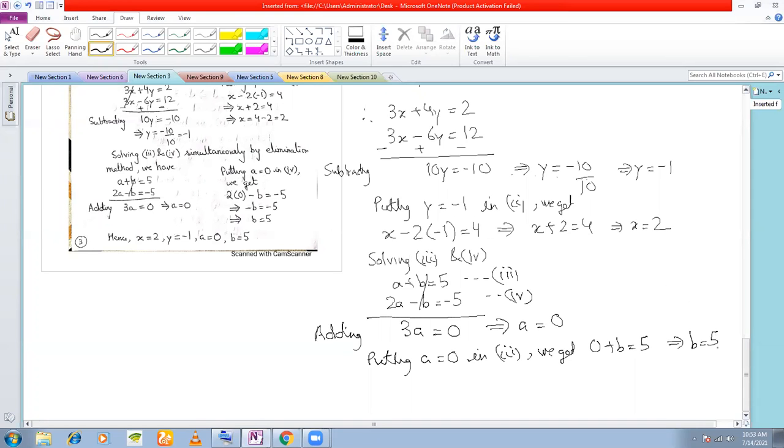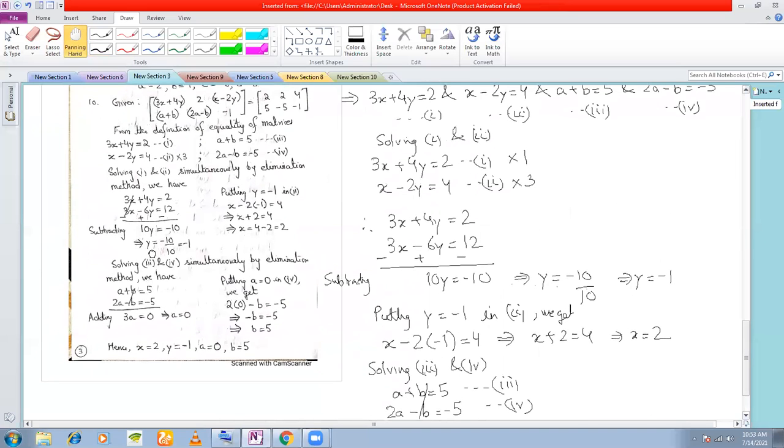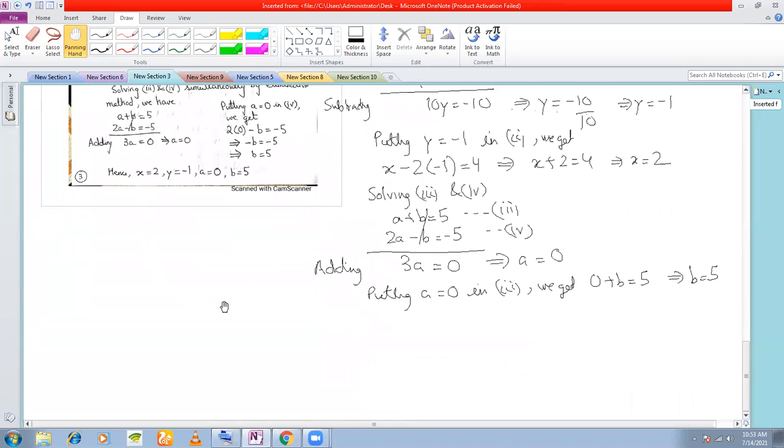So what are the values of x, y, a, and b? x we have got as 2, y we have got as minus 1, a we have got as 0, and b we have got as 5. So that's our answer.